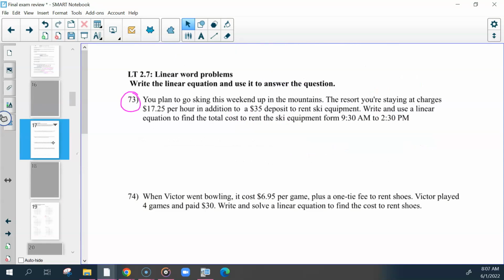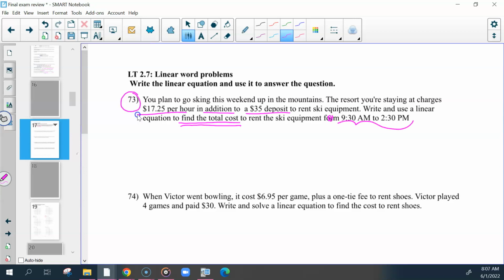On the next page, this is the last section in Unit 2B, your word problems. So I only have one circled, but if you want to go over any others, that's fine. With these, find what's important, find what you are being asked to find, be able to set up an equation and solve. So in this, important things, we have $17.25 per hour, in addition to a $35 deposit. And then we have to find the total cost. This should say from this time to this time.